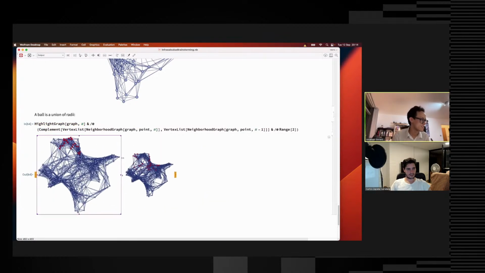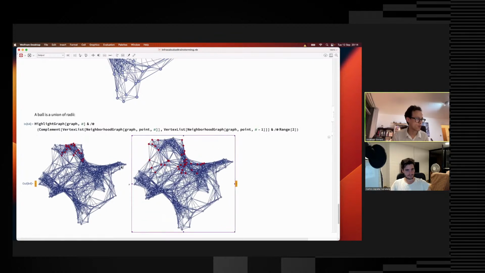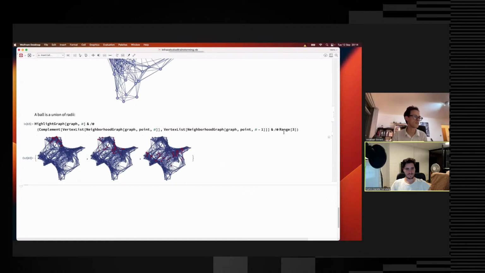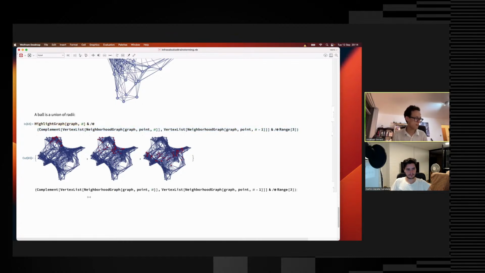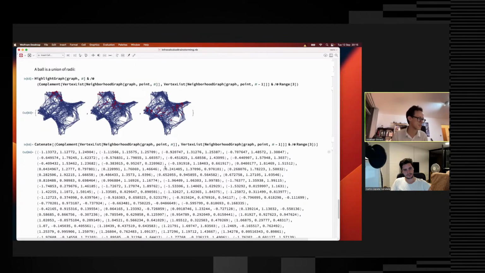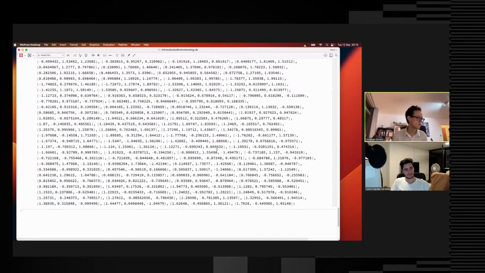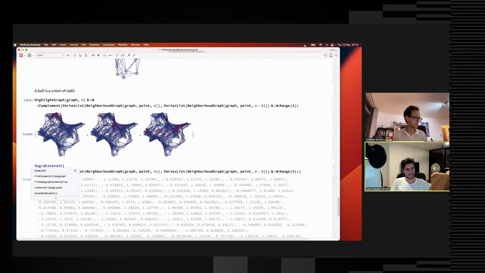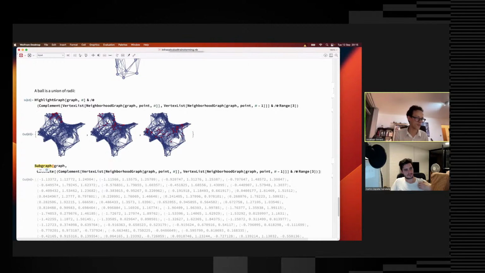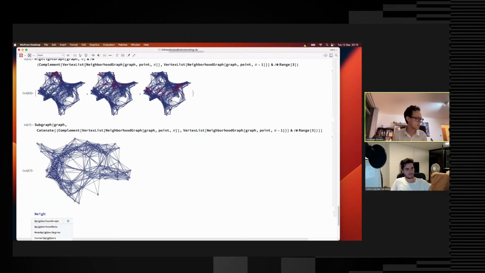All right, okay. So that's radius 1. That's all the points at radius 1. That's all the points at radius 2. If we went up to radius 3, we would get up to there. And so the point that you're making is, if we take this and we take a union of all of those, we can do that just by catenating, and then we do subgraph. We get the induced subgraph of that. Then that should be the same as if we just took the straight up ball.